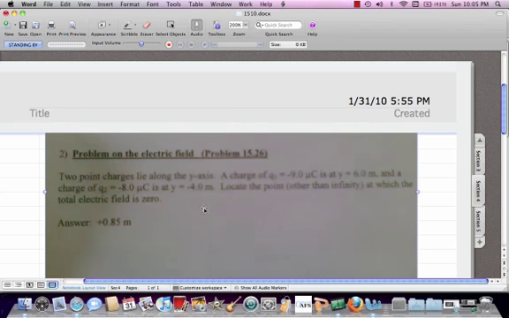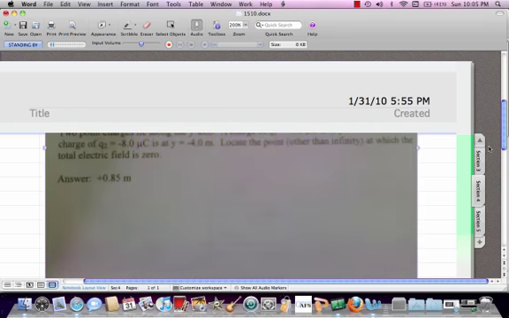Okay, so this problem is missing a figure, so let's draw our figure in. And we have two charges, both on the y-axis. And one is at 6 meters, this is 6 meters, and we'll call this one Q1. And one is at -4, so this is -4 meters, and we'll call this one Q2.